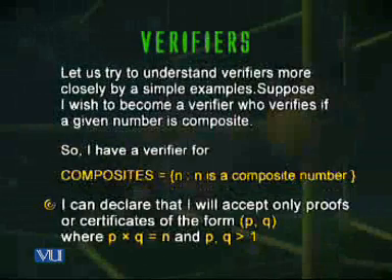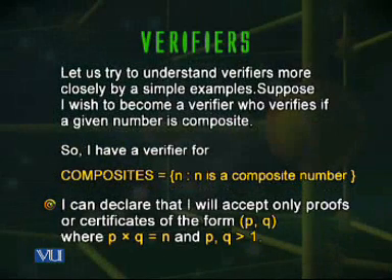Let's look at this example more elaborately. If I am a verifier, what I can do is declare that I will accept only proofs or certificates of the form ⟨p, q⟩, where p times q is equal to n and both p and q are greater than 1.